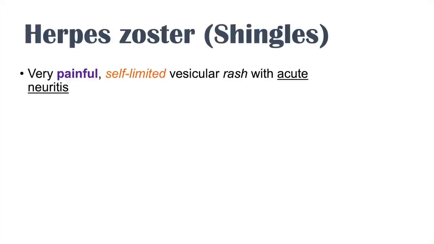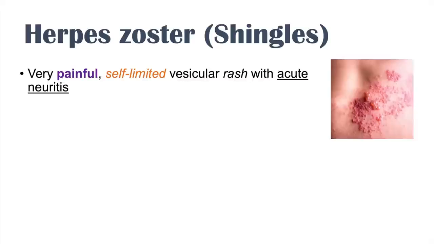Hey everyone, this lesson is on shingles or herpes zoster. In this lesson we're going to talk about what shingles is, why it happens, some of the risk factors, and we're also going to talk about how we can diagnose and treat it. So as we all know, it's a very painful, self-limited vesicular rash with acute neuritis. I'm going to talk about what all those terms mean more specifically in the next couple of slides.